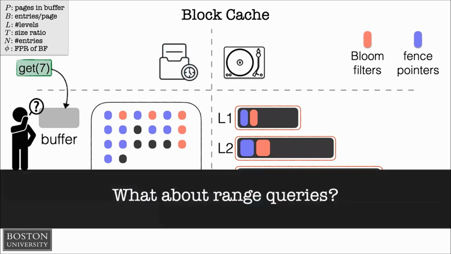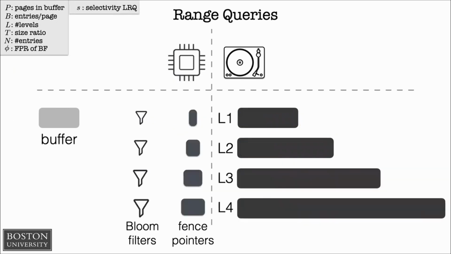So what about range queries? A range query of the type, essentially give me all the keys between 9 and 90, cannot make use of Bloom filters.